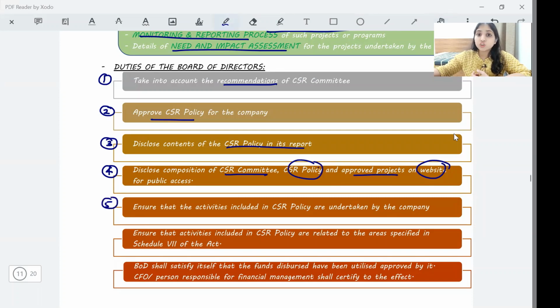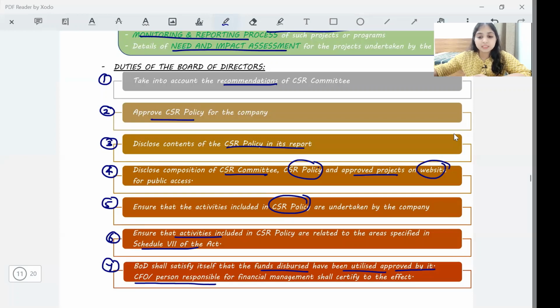Then number five, it should ensure that whatever activities the company is doing for CSR are as per the CSR policy. Number six, it should ensure that those activities are as per Schedule 7. And number seven, it should ensure that the funds disbursed have been utilized as approved by it.